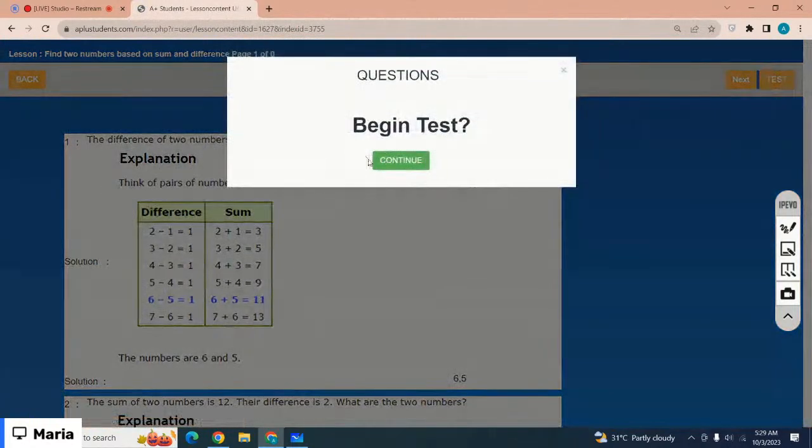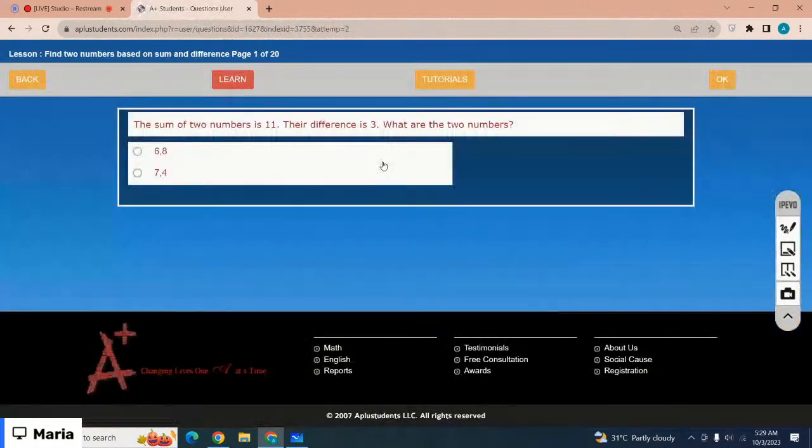Let's just do test questions. Okay, the sum of two numbers is 11 and their difference is 3. What are the two numbers? So you have to think of two numbers whose sum is 11. That is very easy because you are given the options here. Just start with the options. The first one is 6 and 8. 8 plus 6 is 14, right? That isn't the correct option.